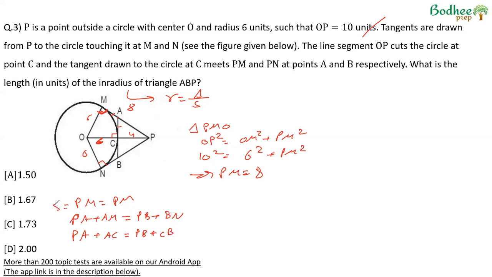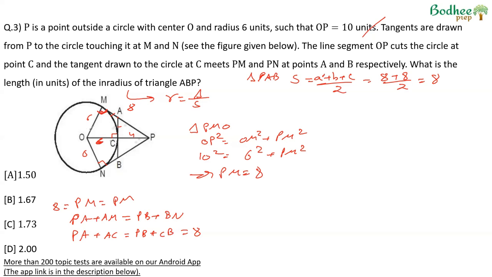PM is equal to 8, which we have calculated, and therefore PA plus AC and PB plus BC will also be 8. And therefore we can say that the semi-perimeter of the triangle, which is (a plus b plus c) by 2, in this case for triangle PAB will be PA plus PC plus PB plus CB, that are the sides of the triangle. Therefore, 8 plus 8 upon 2, which is 8. So we get the semi-perimeter as 8.